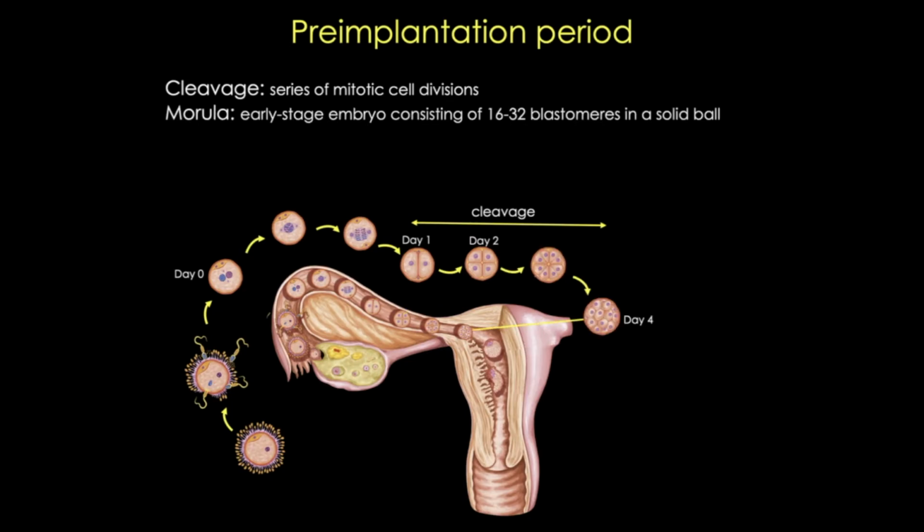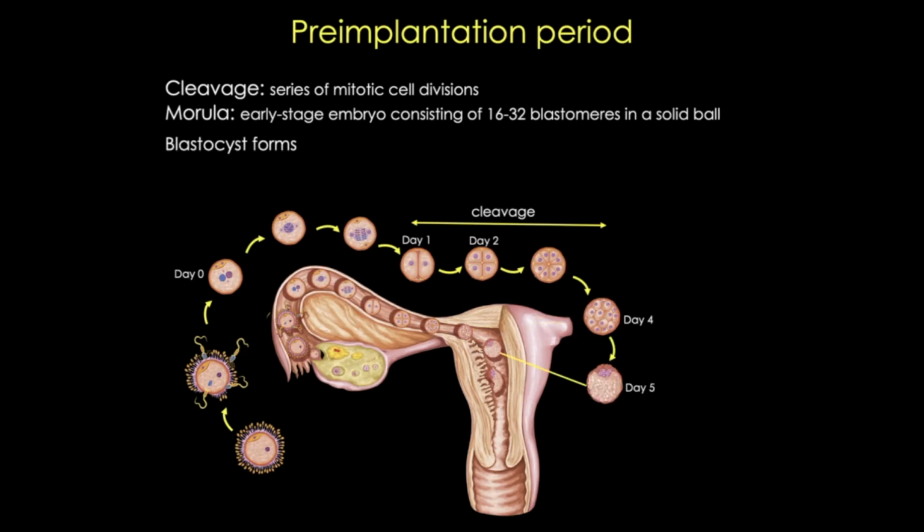Once the embryo reaches 16 to 32 cells, it gets a new name. We now call this the morula, which actually just means mulberry. At this early stage in post-fertilization development, the cells have now rapidly divided via mitosis, and the embryo is a solid mass that's going to give rise to the embryo proper, the extraembryonic membranes, and the placenta.